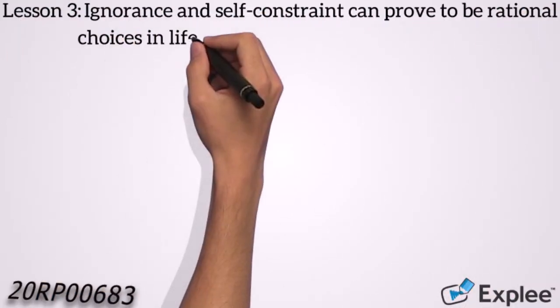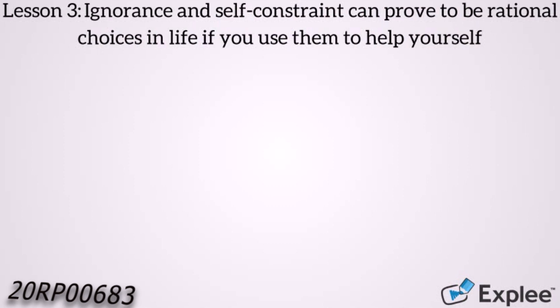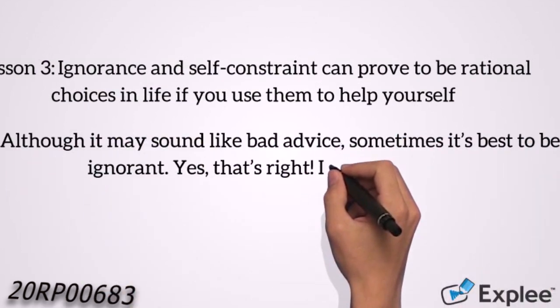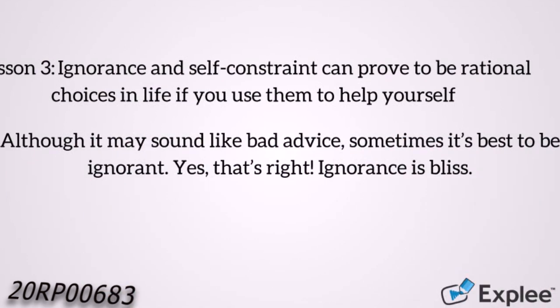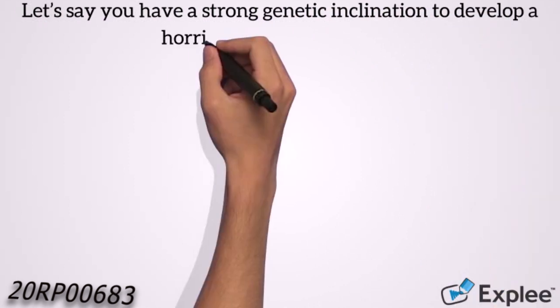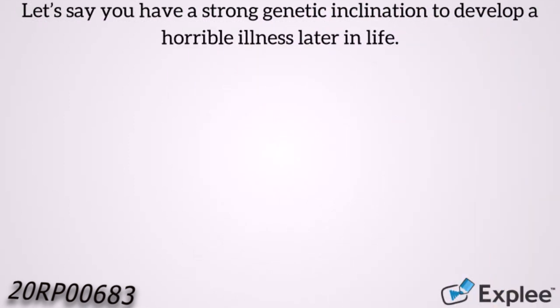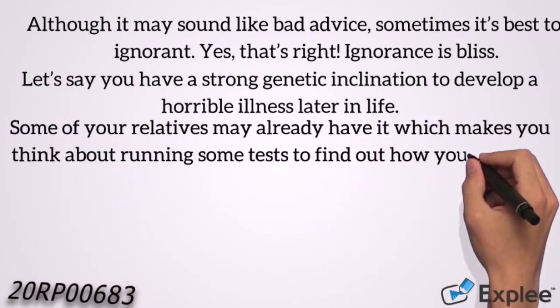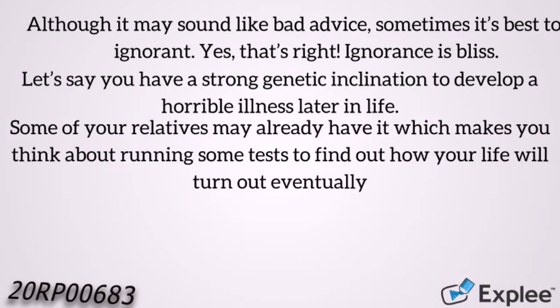Lesson 3: Ignorance and self-constraint can prove to be rational choices in life if you use them to help yourself. Although it may sound like bad advice, sometimes it's best to be ignorant. Yes, that's right. Ignorance is bliss. Let's say you have a strong genetic inclination to develop a horrible illness later in life. Some of your relatives may already have it, which makes you think about running some tests to find out how your life will turn out eventually.